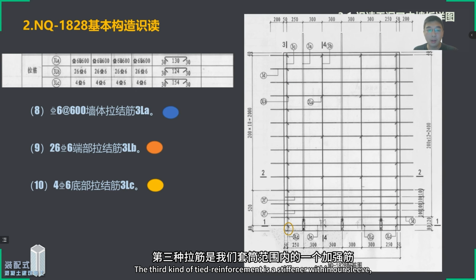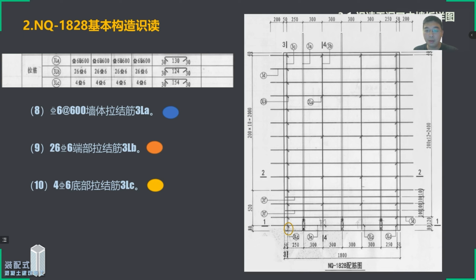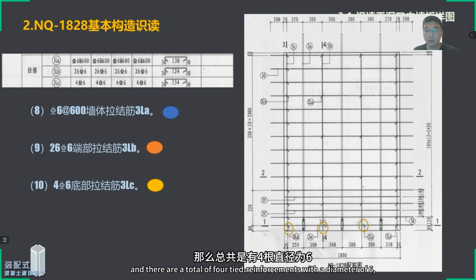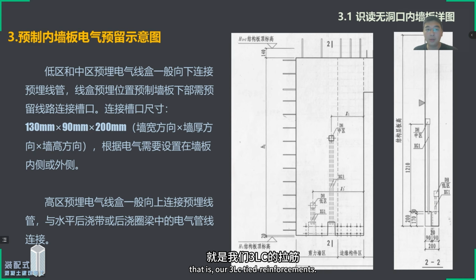The third kind of tied reinforcement is a stiffener within our sleeve, which is also at the intersection of our vertical reinforcement and our horizontal reinforcement. And there are a total of 4 tied reinforcements with a diameter of 6. That is our 3LC tied reinforcements.